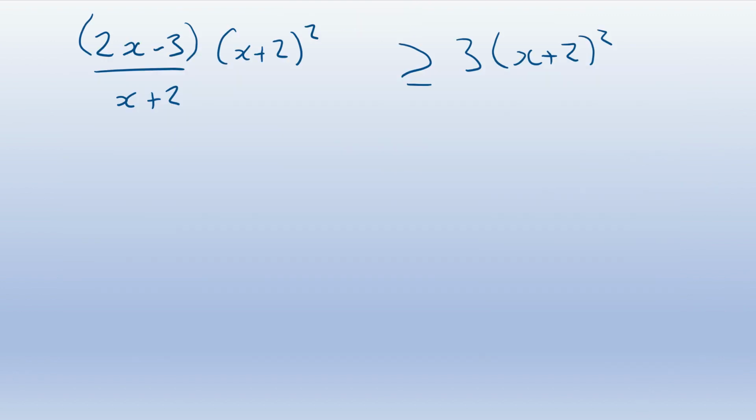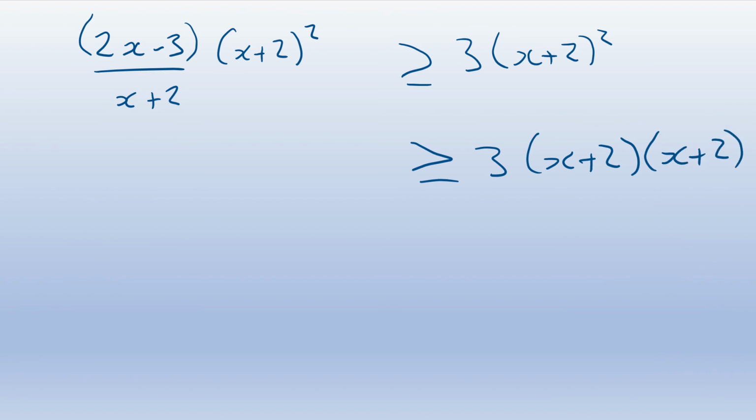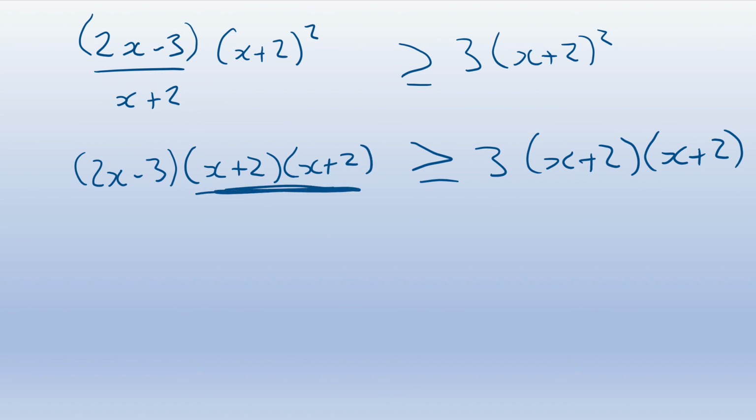So I've just written that out on a blank page here, and on this side here you're going to have 3, and you're going to have x plus 2 times x plus 2, and on your left hand side you're going to end up with 2x minus 3 over x plus 2 times x plus 2, because that right there is x plus 2 squared. Now that was all being divided by x plus 2, and I'll just put that in brackets as well.